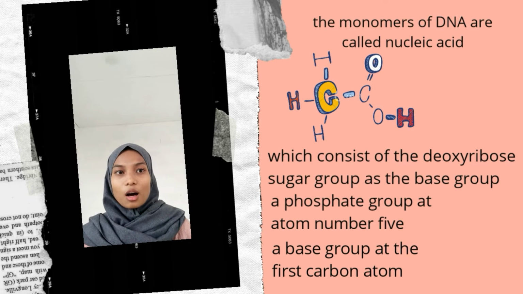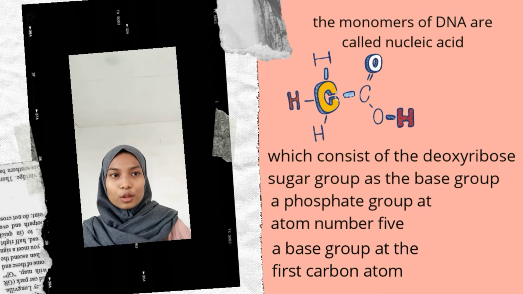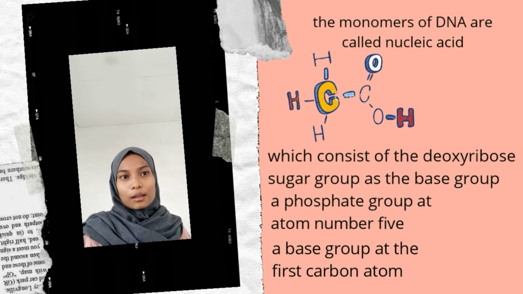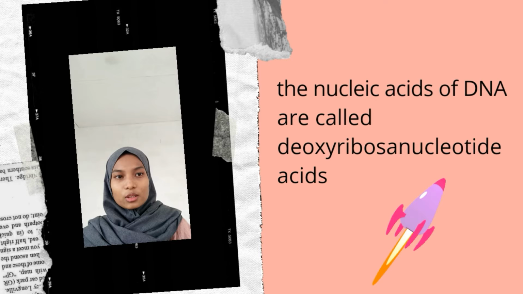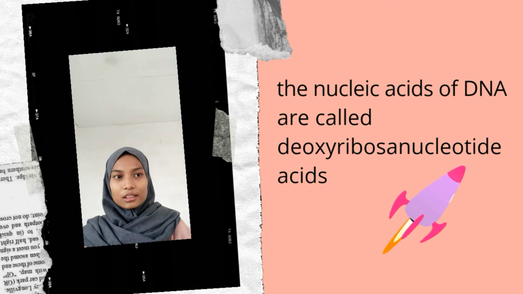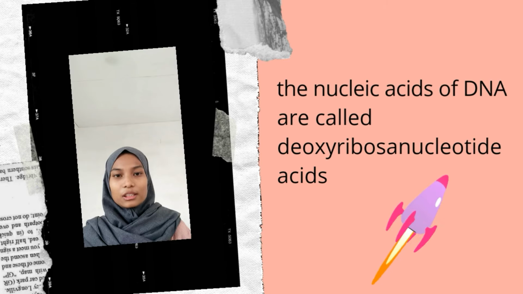DNA molecules are composed of repeating similar groups called monomers. The monomers of DNA are called nucleotides, which consist of a deoxyribose sugar group as the base group, a phosphate group at carbon atom number 5, and a base group at the first carbon atom. The nucleotides of DNA are called deoxyribonucleotides.